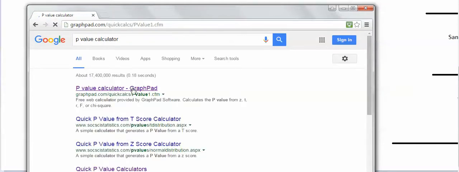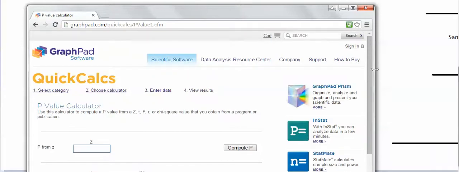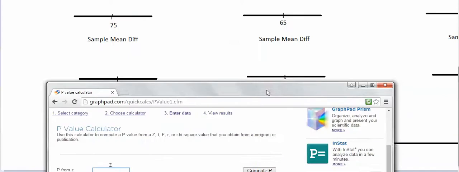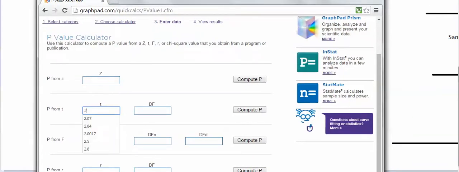It's this first one that says p-value calculator under GraphPad. You go to p from t. We have to enter in our critical value, which is 2.306, and our df, which in this two-sample t-test is the total sample size minus 2, which is 8. It's the same number we used from the critical value table.